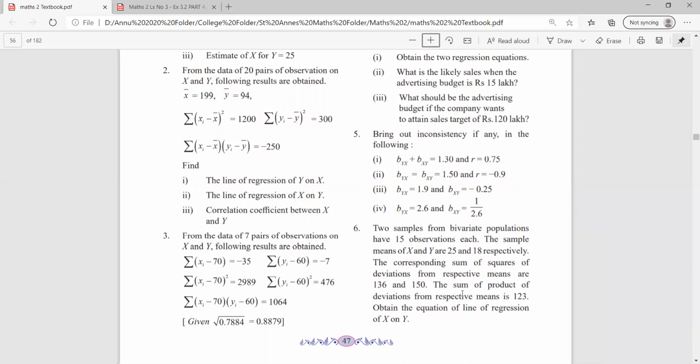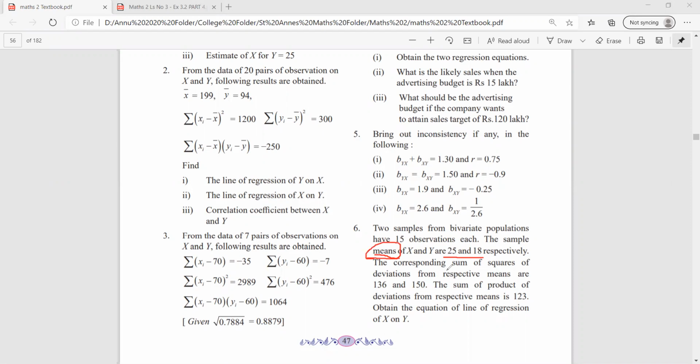So pay attention. 2 samples from bivariate populations have 15 observations each. So observation means small n. So n is 15 over here. The sample means, mean matlab average, x bar and y bar is given to be 25 and 18. So please focus on the words class over here.